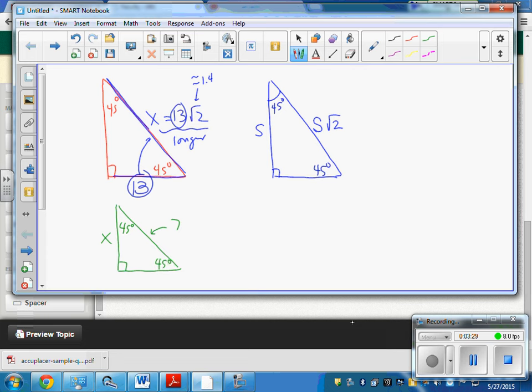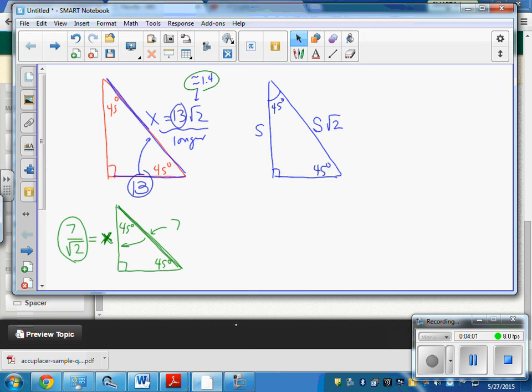Okay? Well, in this case, we're going from the hypotenuse to the leg. Certainly the leg is not longer than the hypotenuse. The hypotenuse is the longest side in the triangle. So we're not going to multiply times 1.4. We're going to divide by 1.4. So the way you work this one is you take the hypotenuse and you divide by the square root of 2. Okay? So x is going to be 7 divided by the square root of 2.